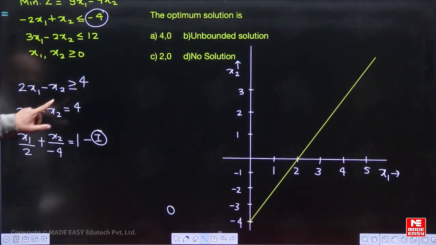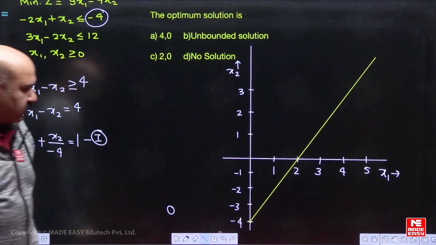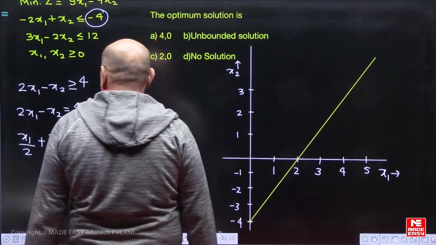Now the summation of variable is greater than equals to. Greater than equals to means it should be away from origin. Origin से दूर जाता हुआ. So that should be away from the origin.